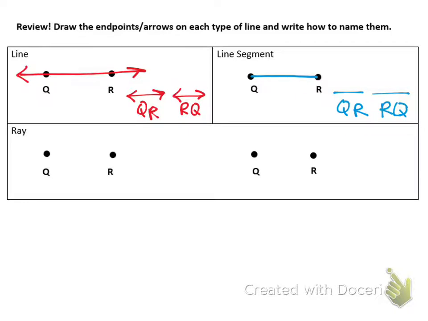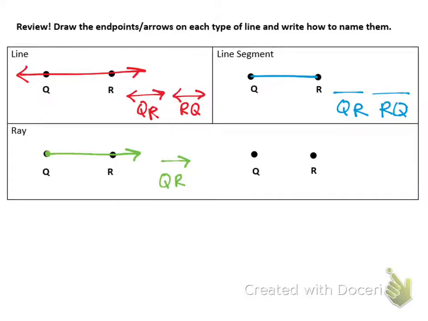These next two are rays, and we're going to do both directions. For this first one, just pick a starting point. That's fine, Q. So we're going to start at Q and go in the direction of R, and then we're going to name it. When you name a ray, what direction does the arrow go? Right. To the right. And then what's my first letter going to be? Q. And then the second will be R.